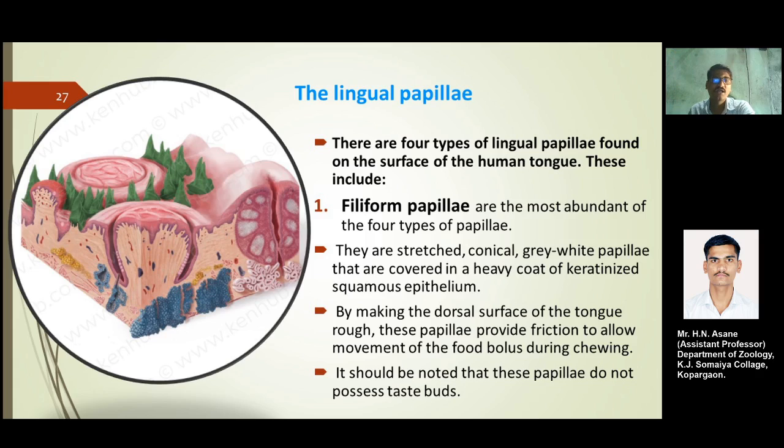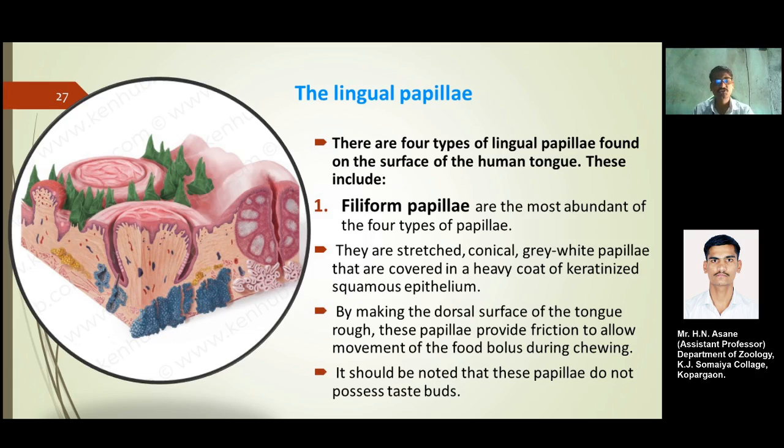Okay, and these are located on the apex region of your tongue. By making the dorsal surface of the tongue have rough surfaces, these papillae provide the friction to allow the movement of the food bolus during chewing. During chewing, these papillae communicate with your food and help form the food bolus.